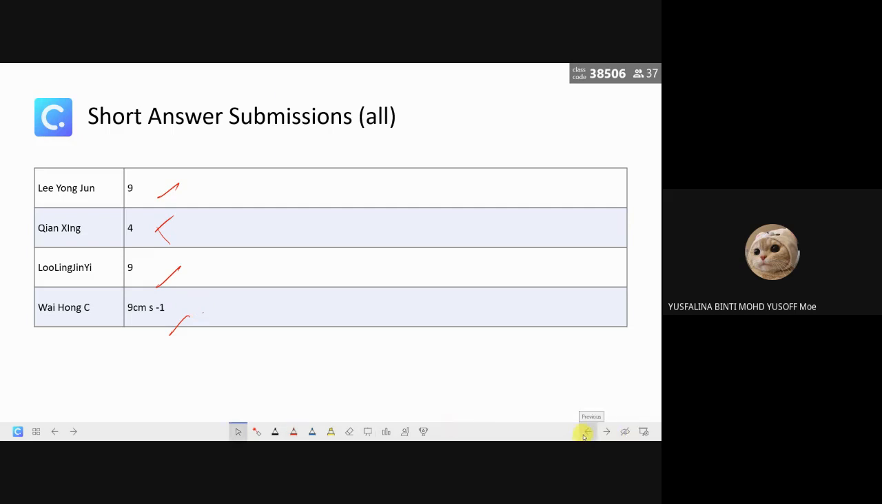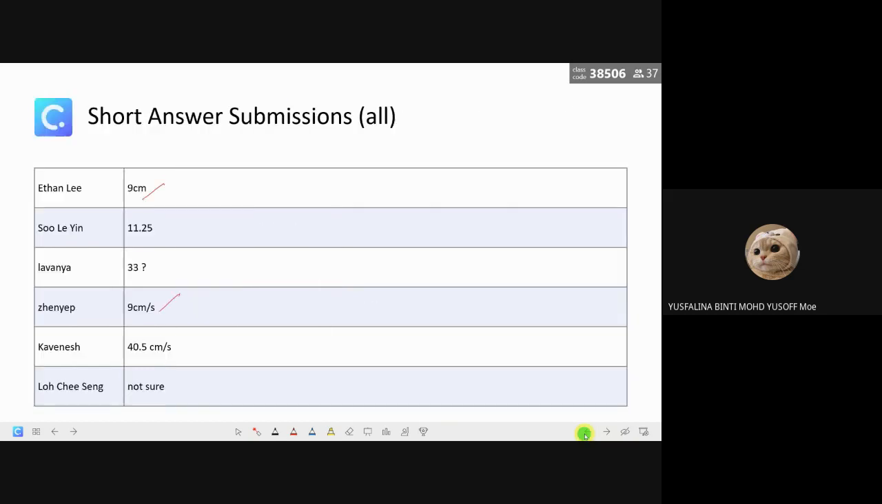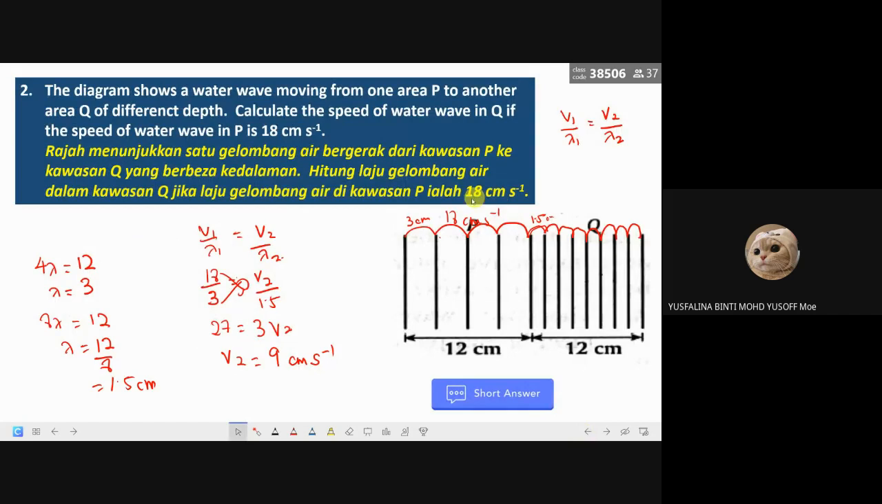For those who didn't get the answer 9, can you understand how to get it? You should find one wavelength first. For P, there are 4 wavelengths here, so you have to count how many wavelengths there are and then divide 12 by that. Are you clear on this? Later, when the school opens, I will give you a few questions to test whether you can still remember how to calculate wavelength for the refraction of wave.